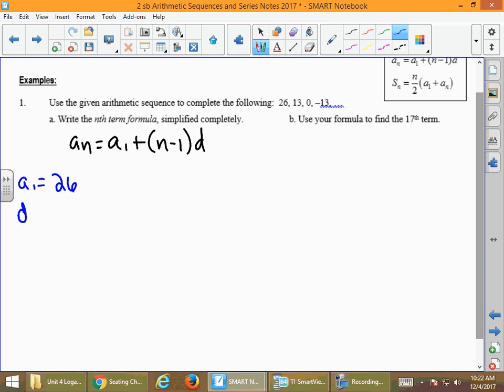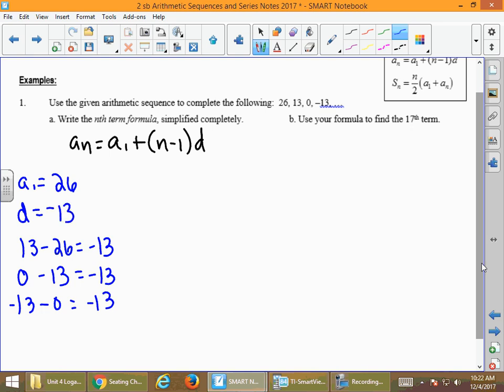We can figure out our common difference, and the way we do that is we take 13 minus 26, 0 minus 13, negative 13 minus 0. And every single time that we type that in, we get negative 13. And that's our common difference. That's all that we know to put back in our formula. And we're just coming up with the generic formula for this.